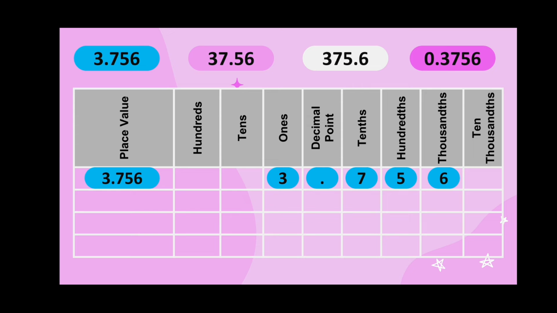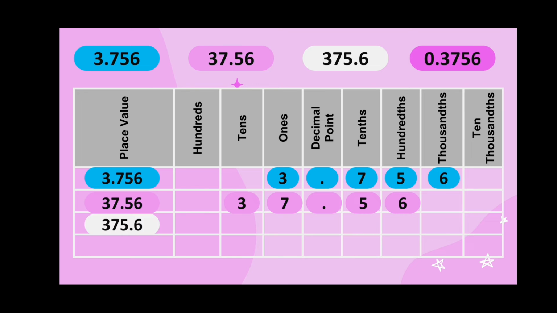Okay, so let's proceed on the second decimal number, which is 37 and 56 hundredths. What do you think is the place value of the first digit, which is 3 also? Very good, it's tens na nasa whole number siya. So 3 sa tens, so sunod-sunod lang din naman yan. 7 sa ones, of course decimal point. Next, 5 ang tenths, and 6 naman ang hundredths.